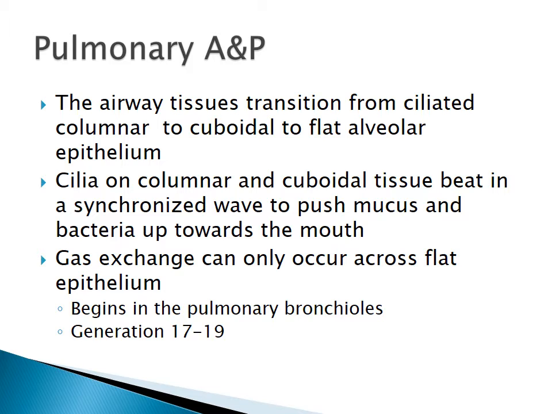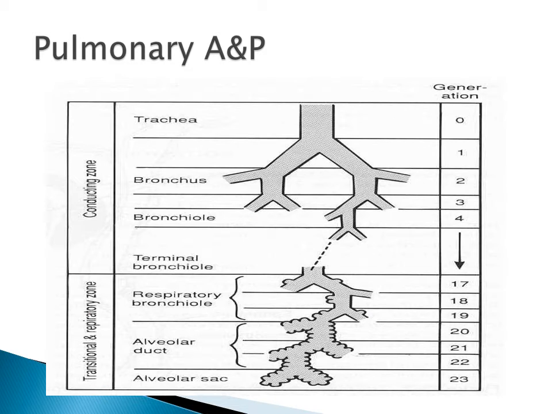So gas exchange occurs only across the flat epithelium, if that makes sense, because then we're a super thin layer at that point, all right? That begins generation 17 through 19. So, as you can see, we start at the trachea, your generations, right? As these generations go on, they each have different names. So once you get down to 17, you get into these respiratory bronchioles, you'll see that you can have an alveolar sac there, or an individual alveoli there, right? So it's very thin, single layer, and you're actually able to ventilate through there.